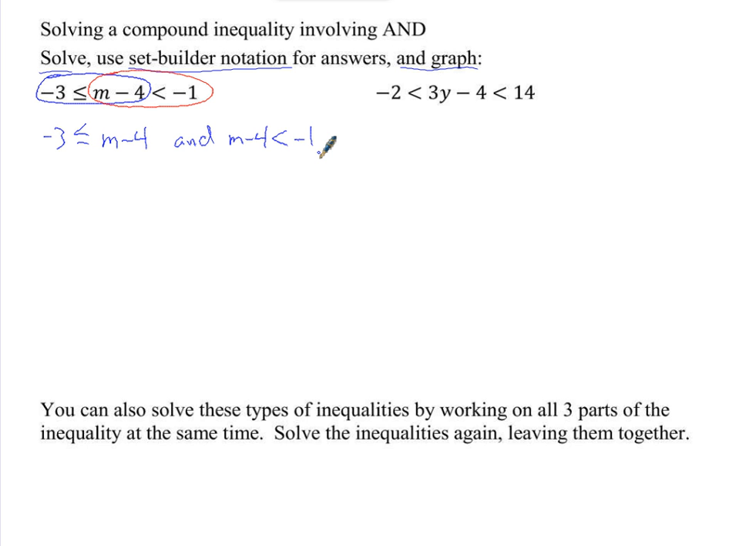Now we just solve the inequalities. Add 4 to both sides here, and we get 1 is less than or equal to m. This is written backwards. Perfect. The word and comes down. Solve the second inequality for m. We're going to add 4 again, and we get m is less than 3.